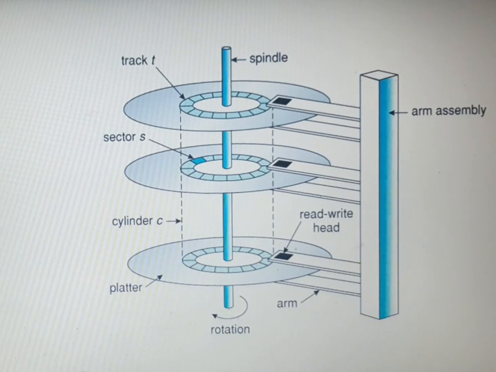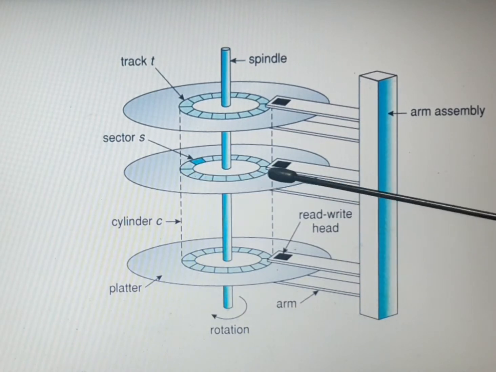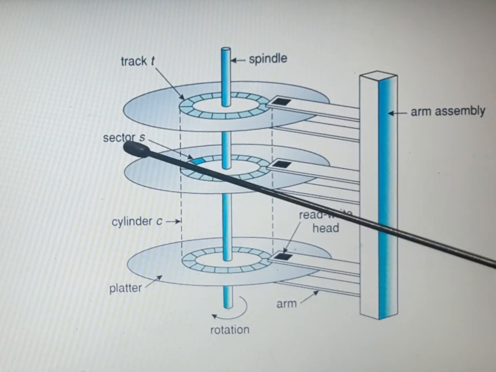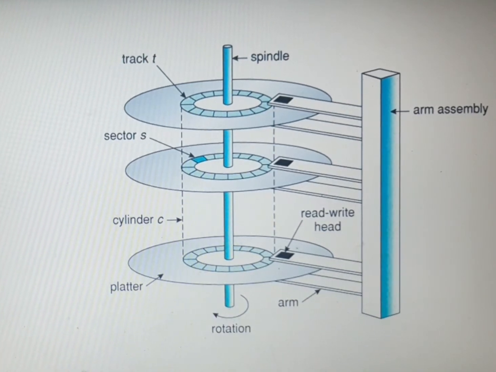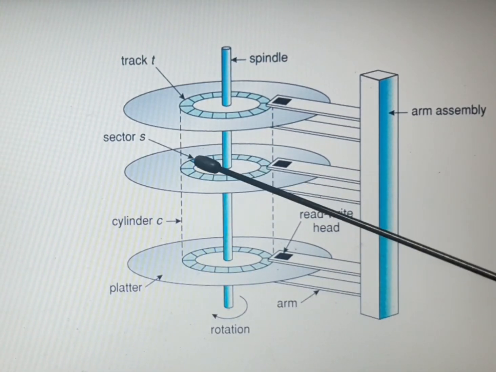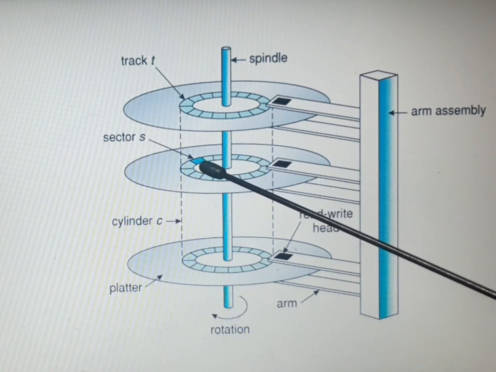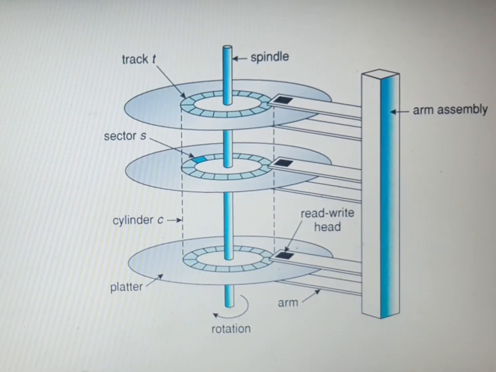On each and every track there will be a number of sectors. Small parts are divided on each track to store the data. Those small parts are nothing but sectors. See, this is a small sector on the round track. On this sector only, data is stored.